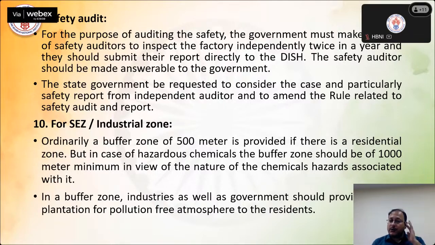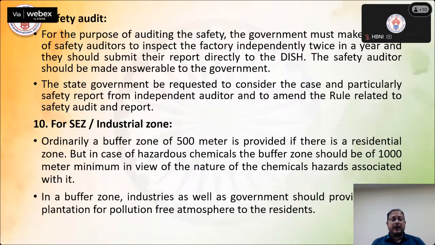Next, for special economic or industrial zones, ordinarily a buffer zone of 500 meters is provided if there is a residential zone, but in the case of hazardous chemicals, the buffer zone should be 1000 meters minimum in view of the nature of chemical hazards associated with it. If we go with this particular zoning data, then we can restrict or mitigate the disastrous effect of any chemicals.